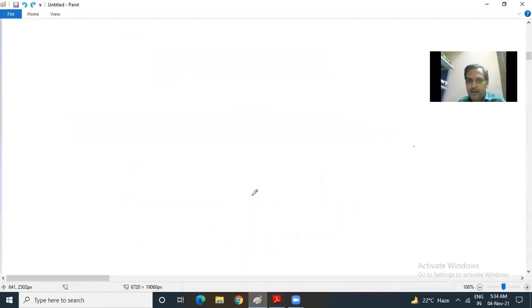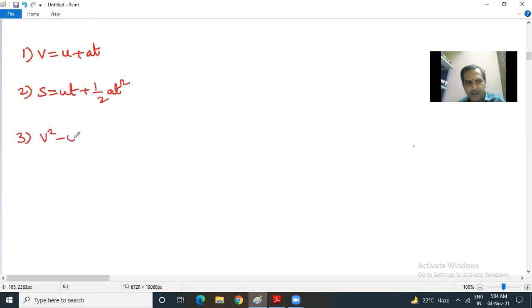Okay, first let me write the equations of motion, and thereafter I'll once again explain sign convention. So while using equations of motion, the first equation is v equal to u plus at. The second equation is s equal to ut plus half at square. The third equation is v square minus u square is equal to 2as. And the last, s_n, or you can also write s_t, is u plus a times (n minus half). You can also write t here. So these are the general equations of motion.